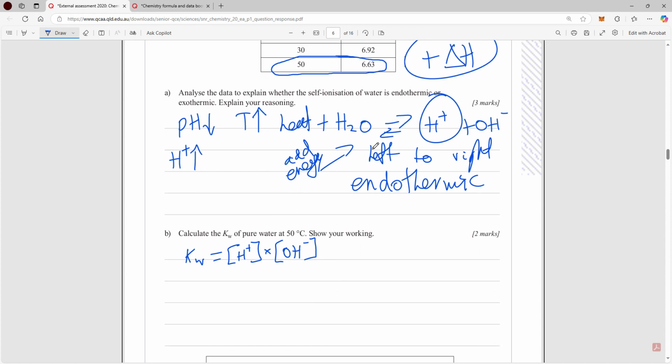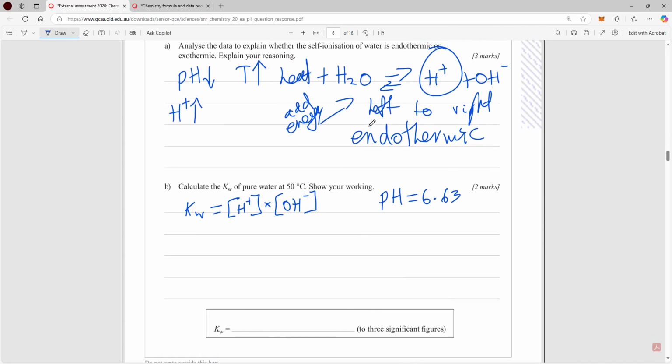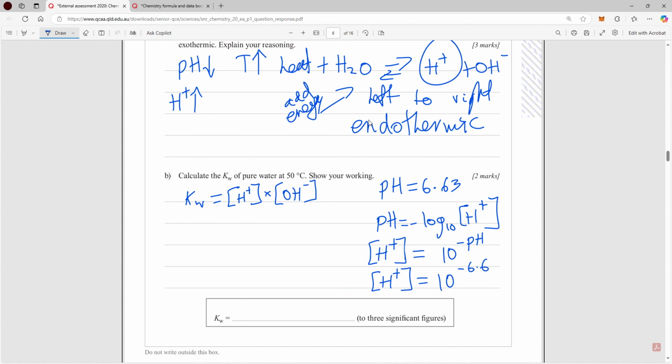So we've got the pH at 50 degrees. So we know the pH is 6.63, I think. I'll double check. Yep. And we also know pH is negative log 10 of the ion concentration. Okay. Now, you've pretty much just got to rearrange this to get H plus by itself. So H plus, using your log law, will be 10 to the power of negative pH. So we have H plus is going to be 10 to the negative 6.63. That's how much ion concentration we have.